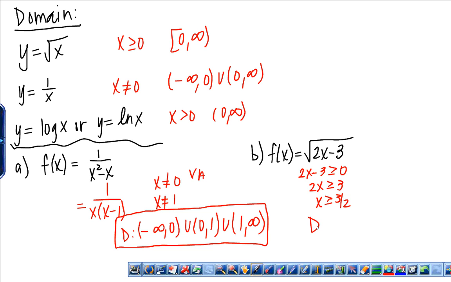So in order to write my domain for this problem, I would say that x can be equal to 3/2, because that again is going to give me 0, and 0 is okay. And then I'm going to go to infinity. And that is the only thing I can do for that one. Now, remember, if you happen to multiply or divide by a negative number, that's going to flip your inequality.